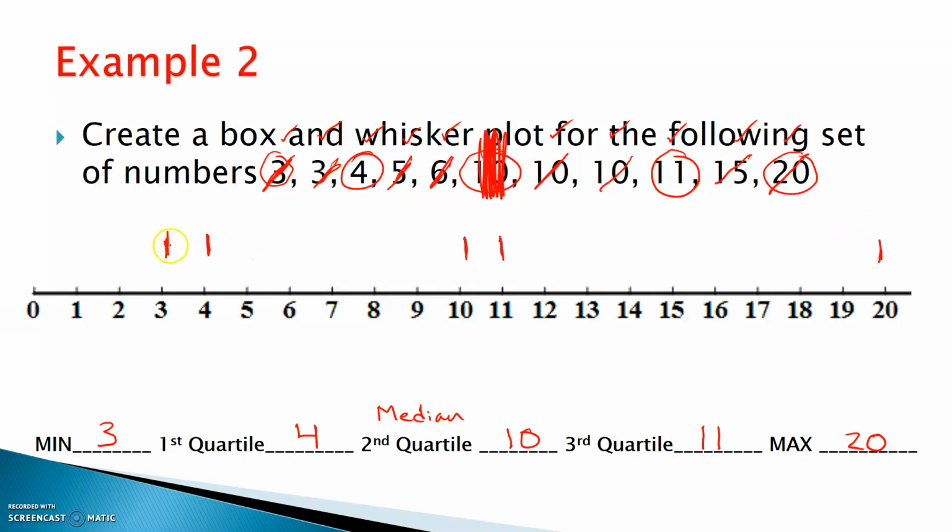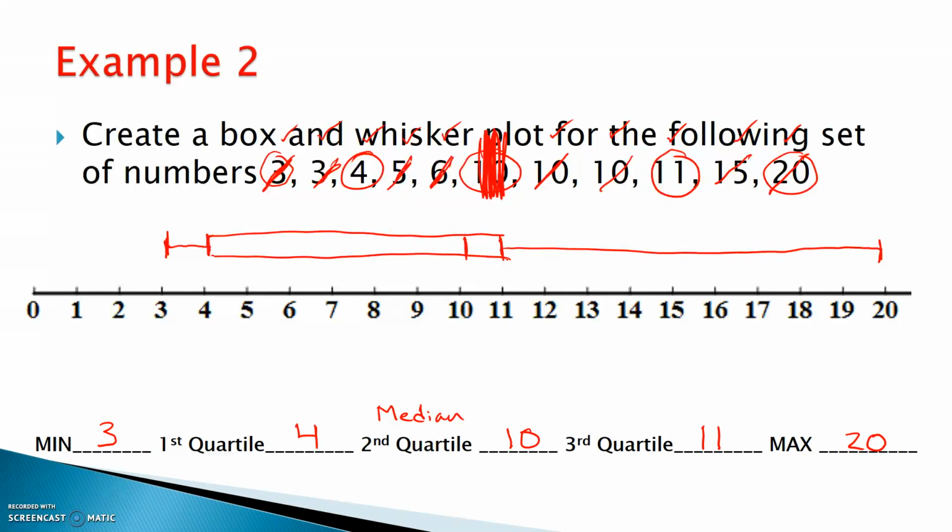So again, my whiskers are here at the ends, and I create my box in the middle. And there we have it, guys. That is my box and whiskers plot.